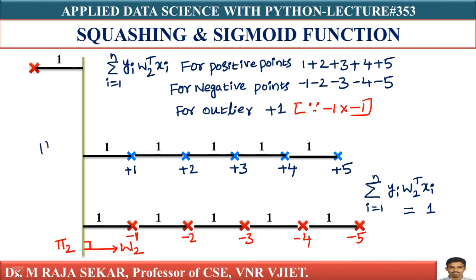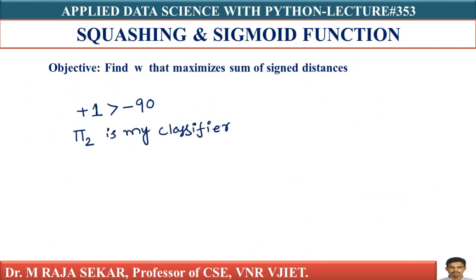Just 1 minute. In the case of pi 1, we were getting minus 90. This is related to pi 1. For pi 2, you are getting plus 1. This minus 90 is less than 1. As you are getting more value for sigma i equal to 1 to n, Yi into W transpose Xi, you can say pi 2 is the best plane compared to pi 1. Why? Because you are getting the summation of all these values. Plus 1 is greater than minus 90. Pi 2, plus 1 you are getting for second plane pi 2. Pi 2 is my classifier. Why? Because its summation of signed distance is more than pi 1.